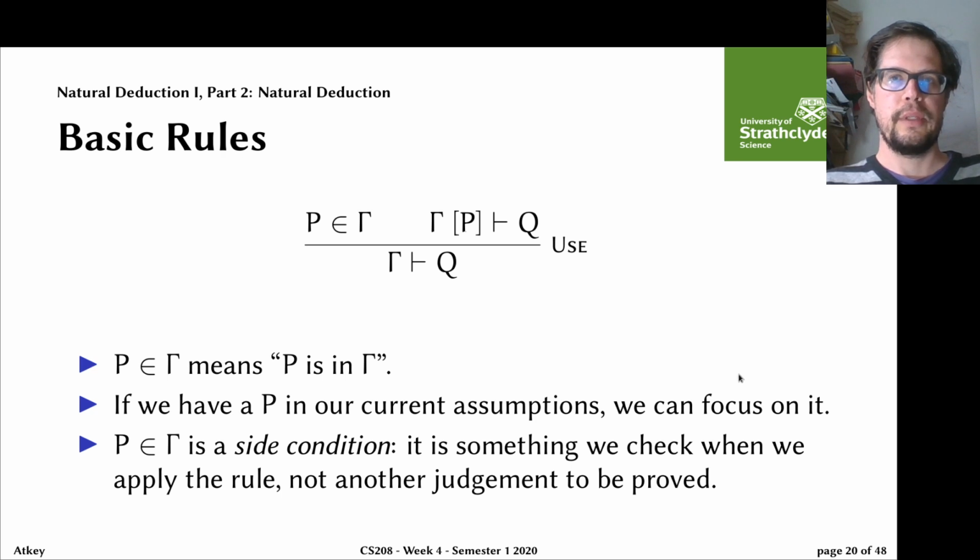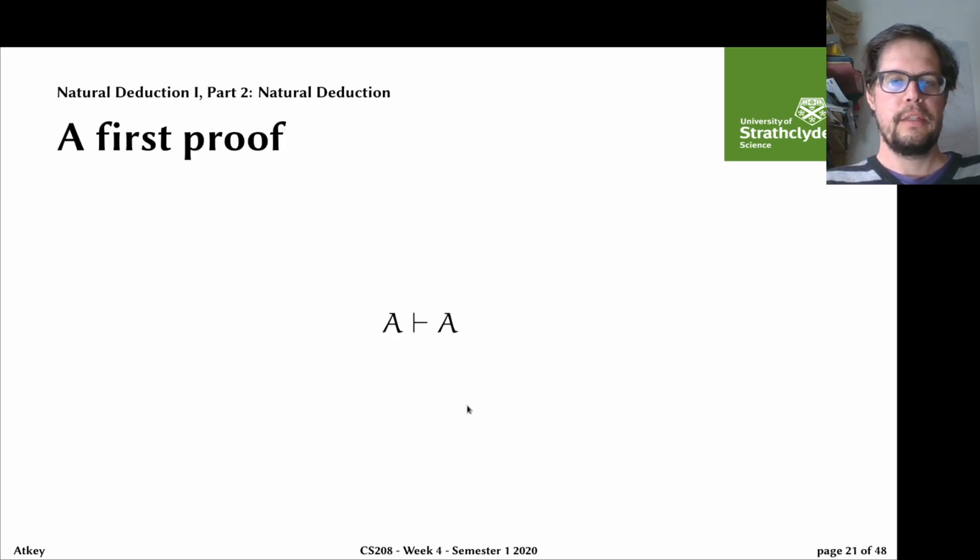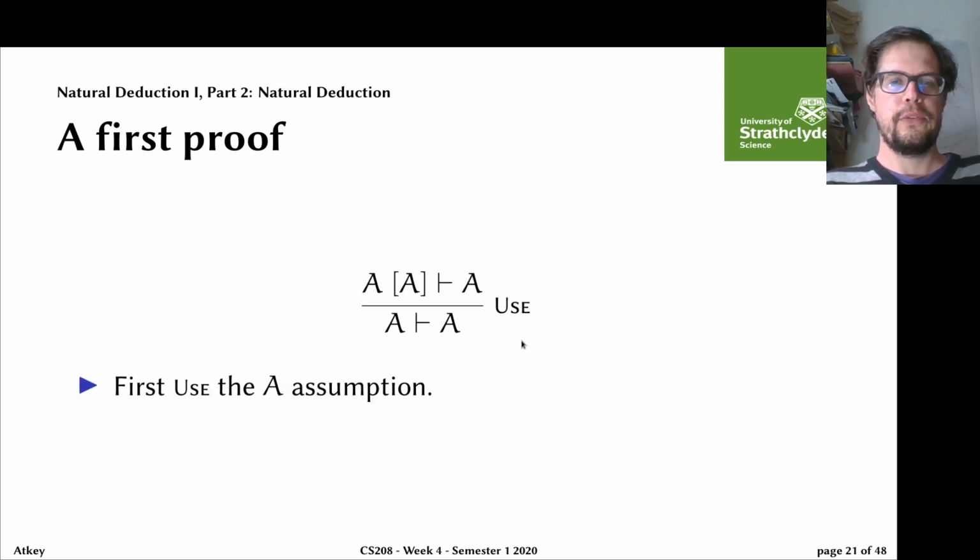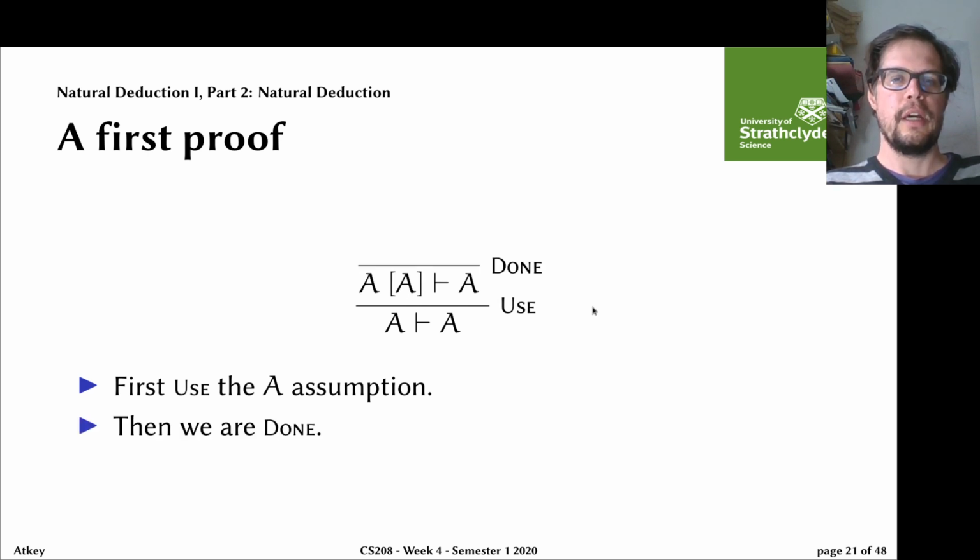So let's see this in action with our very first proof. What we're going to do is prove that if we assume A, then we can conclude A. It seems obvious, but let's see how we step through this with the two rules we've got so far. First we use this assumption. So we've got the assumption A. Here our gamma is now just the list with just A in it. And we use this assumption by putting it within the square brackets. And now, because we've used this assumption and it's in the square brackets, we can say done, and then the proof is finished. So we've got nothing above this line. This concludes a proof that A proves A.